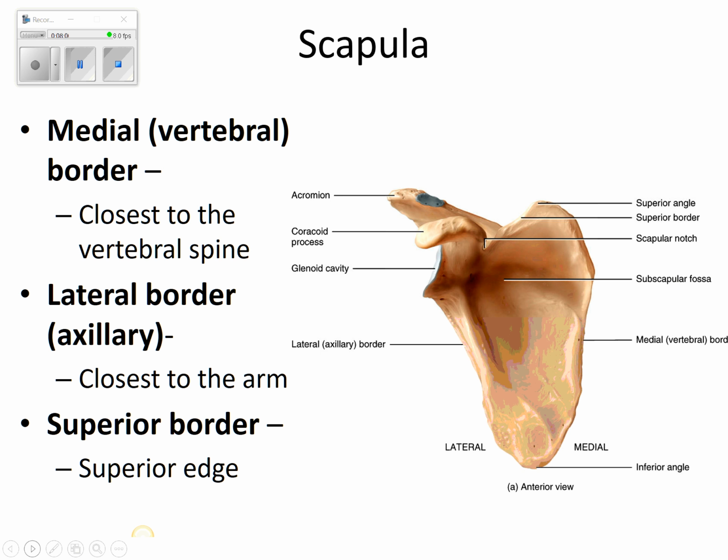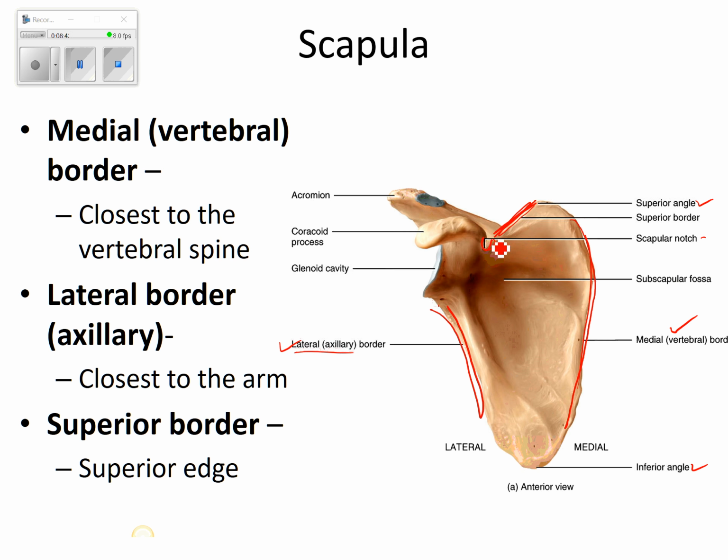Medial border, which is also known as your vertebral border, and then you also have the lateral border, the axillary border. So the vertebral or the medial would be over here. The axillary border would be on this side. Okay, so the axillary border is closest to the arm. Then you have a top one here, which is the superior border, or the superior edge. So make sure that you can label all the borders. And again, depending on what book you're using, some use medial, lateral, superior, and some use the axillary, vertebral, and superior. Okay. Make sure that you can name the angles as well.